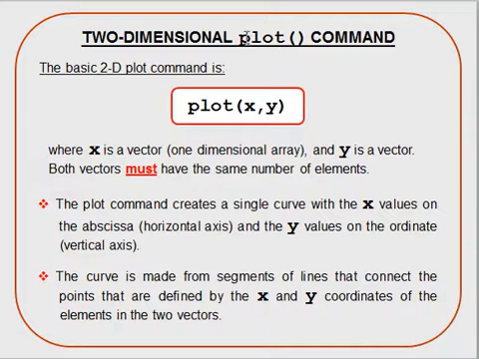Two-dimensional plot command. The plot command generally takes two arguments, x and y. The y vector will be plotted against the x vector. It's important to note that the two vectors must have the same number of elements. The plot that results will be a collection of line segments that connect the XY pairs, so the more points there are to plot, the smoother the plot should look.